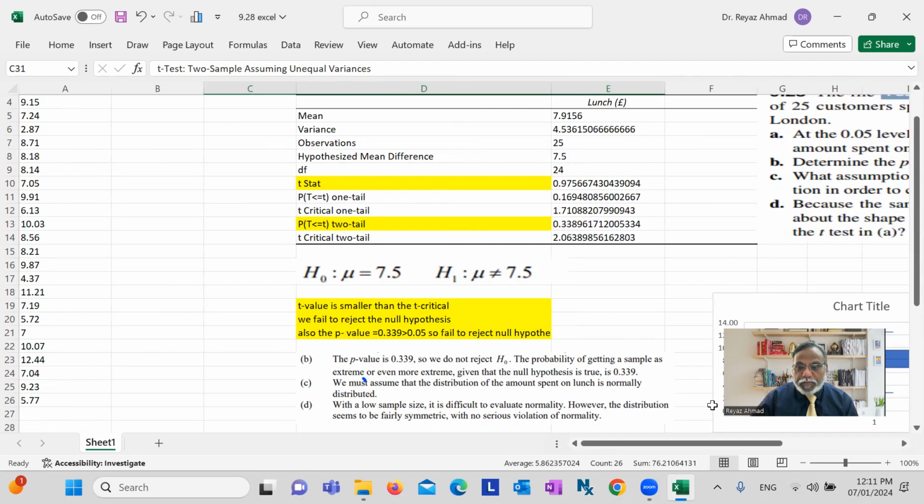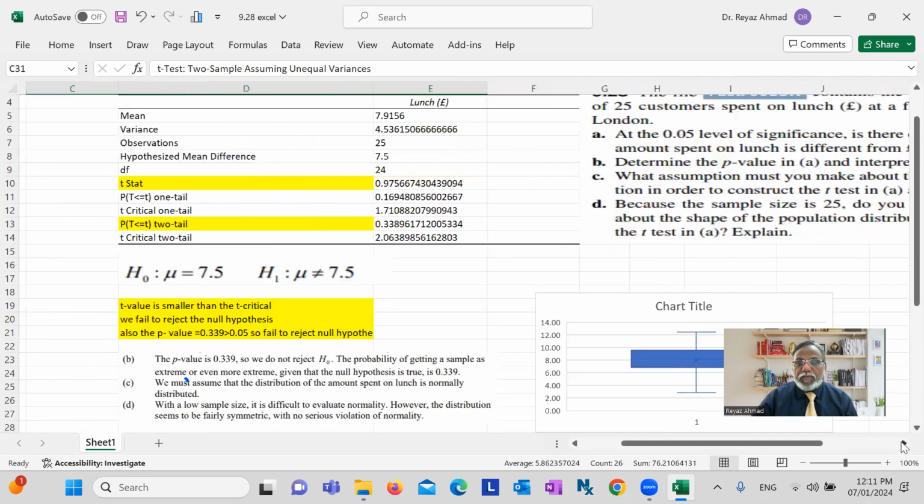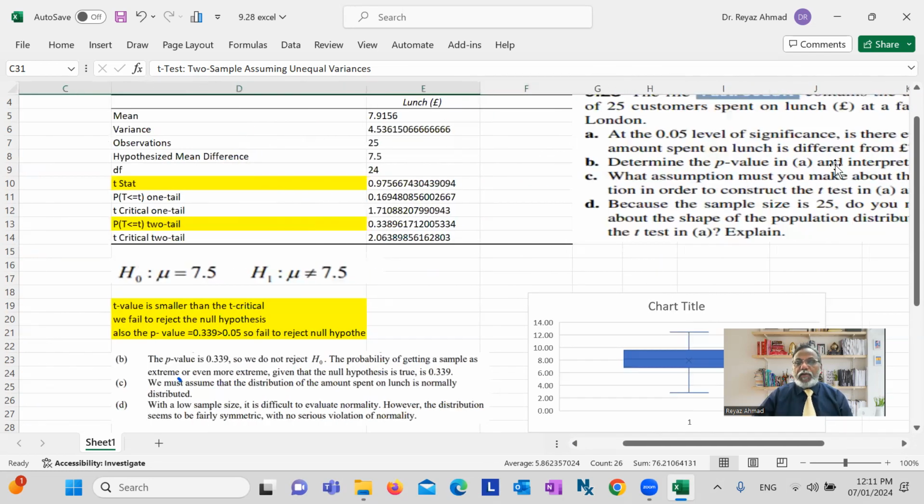This can also be proven by using the probability, which he is asking you here. Determine the p-value in A and interpret the result. So the p-value over here is 0.33896. If this p-value is less than 0.05, then we reject the null hypothesis. But we see here this p-value is greater than 0.05, so we fail to reject the null hypothesis. So with the probability and with the t-stat, we are arriving at the same answer, but this is the answer of question B, and this is the answer of question A.